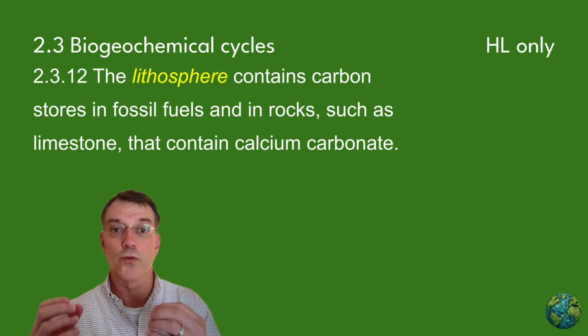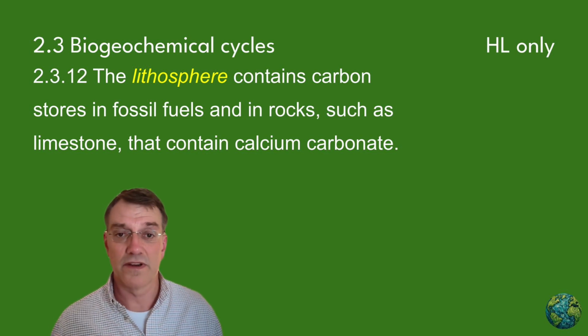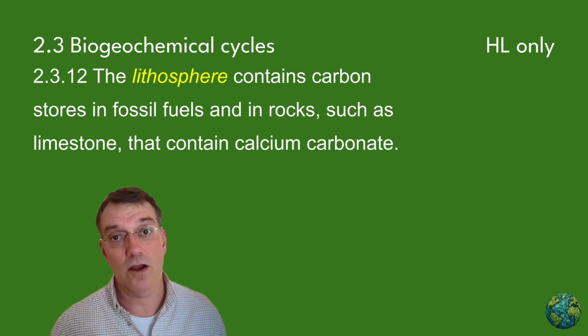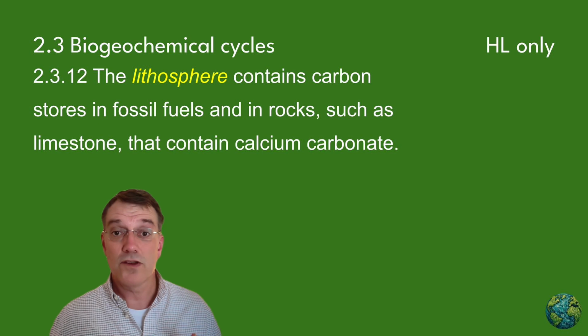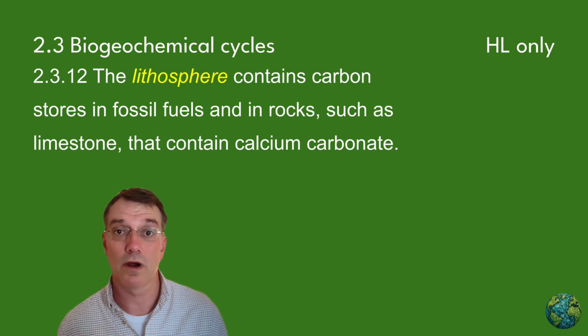Let's get into it. Let's start with the lithosphere, the solid, rocky outer layer of Earth that contains important carbon stores. The lithosphere includes both fossil fuels and carbonate rocks like limestone. These carbon stores took millions of years to form, and they play an important role in the global carbon cycle.